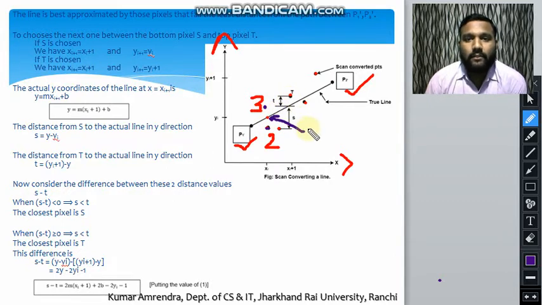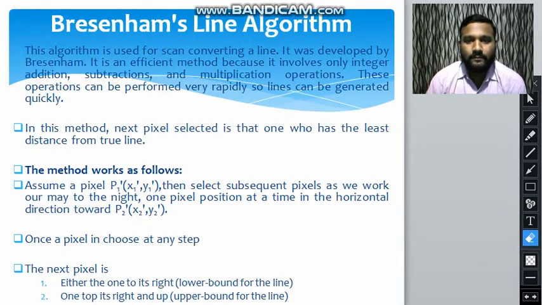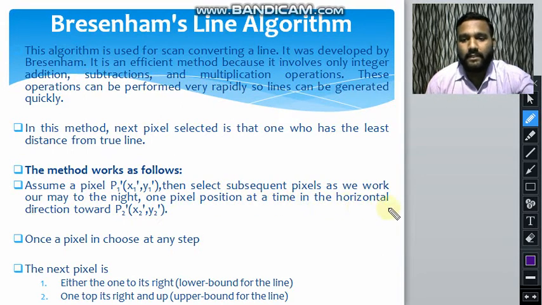So what will be the rules for considering this line? We will study this in Bresenham's algorithm. Let us see first how the method works. Assume a pixel P1 (x1, y1), then select subsequent pixels as we work our way, one pixel position at a time, in the horizontal direction towards P2.